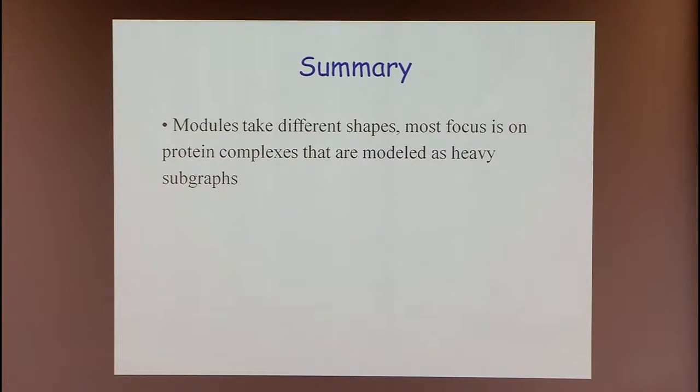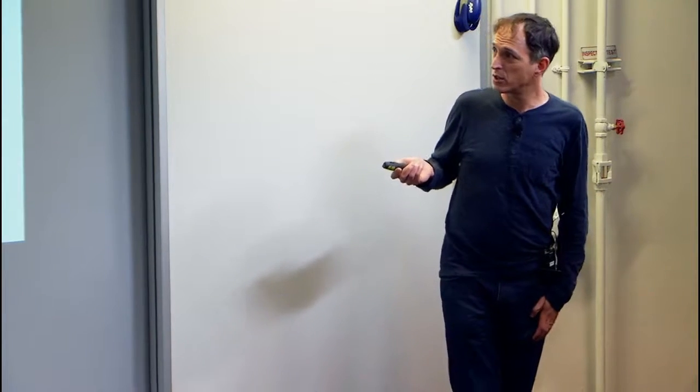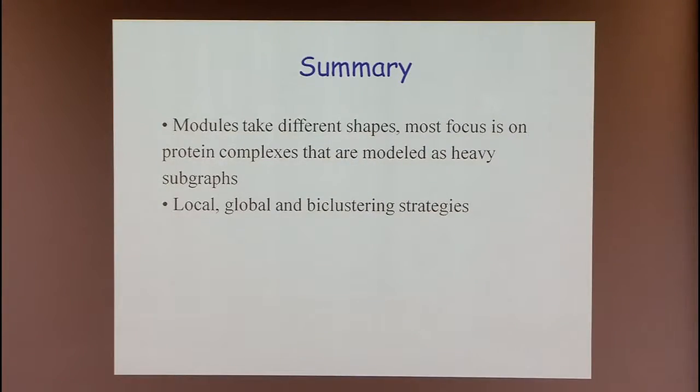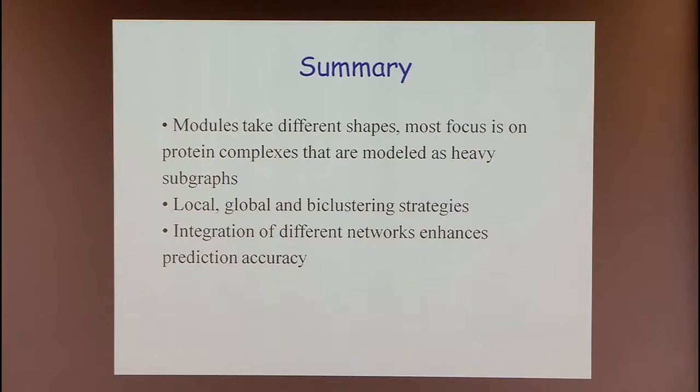I've tried to explain how I view what modules are. I said that they take different shapes. I focused on protein complex predictions, but as I tried to allude to, there are many types of modules we can try to compute. I presented different strategies for identifying them. For protein complex prediction, there were local strategies, global strategies, and bi-clustering strategies. I've shown you that by integrating different types of information, you can enhance your prediction accuracy.